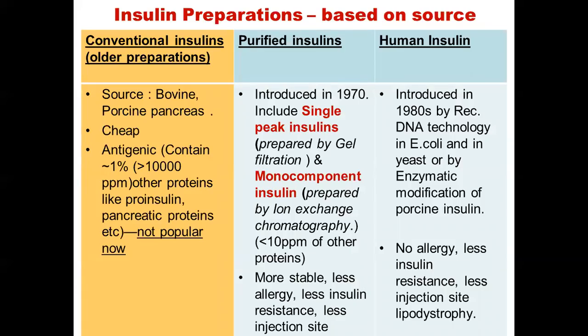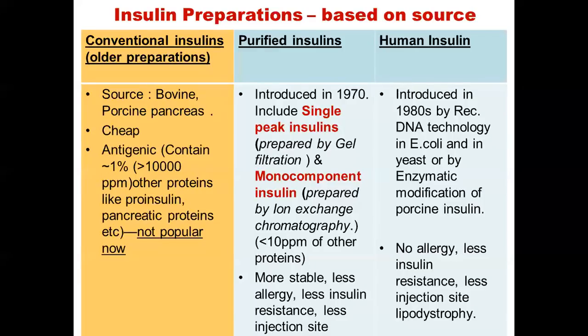Now we'll go to the insulin preparations. We'll divide the insulin preparations based on the source. First we have the conventional insulins or the older preparations. They were obtained from the bovine, that is beef, or porcine, the pig pancreas. I told you in the previous class that porcine insulin is more homologous to human insulin. The advantage is that it is very cheap, but the main problem is that they are antigenic and can cause allergic reactions in patients.